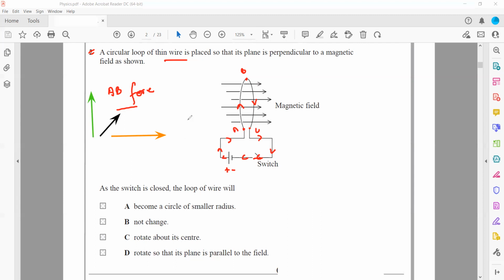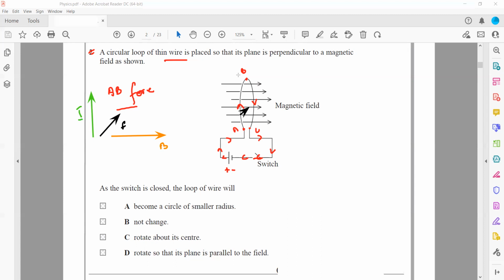So this was the direction of the magnetic field. This is the direction of the current, which is up from A to B. Then what happened to the force? With direction we get a force, so force is into. So there will be a force into on side AB.